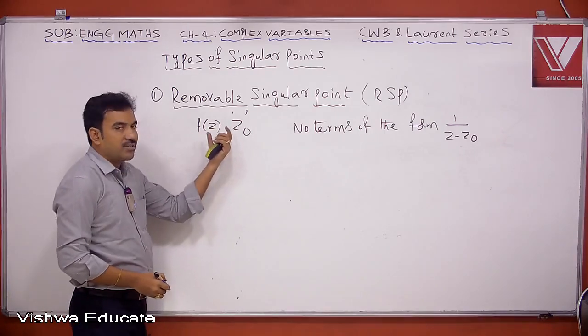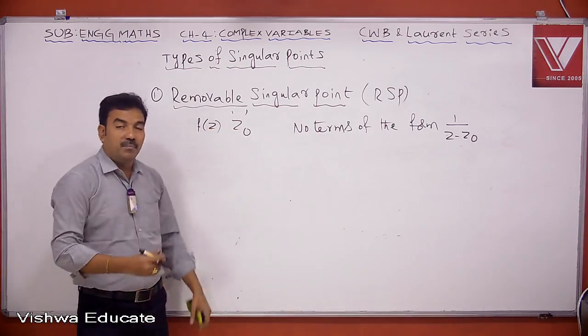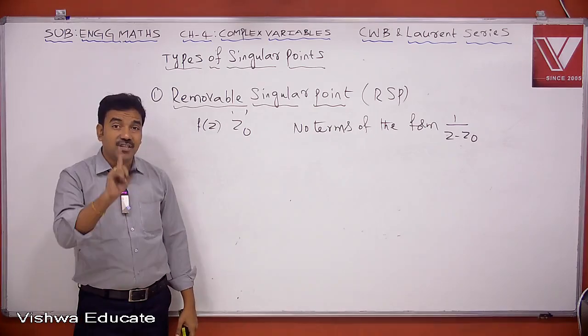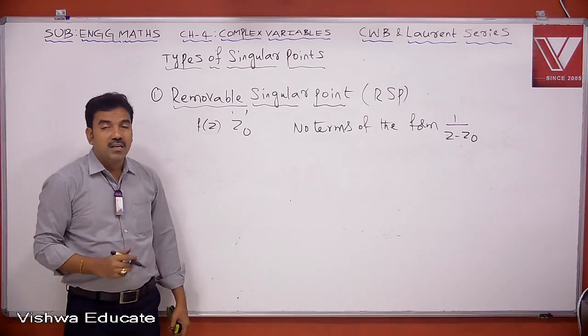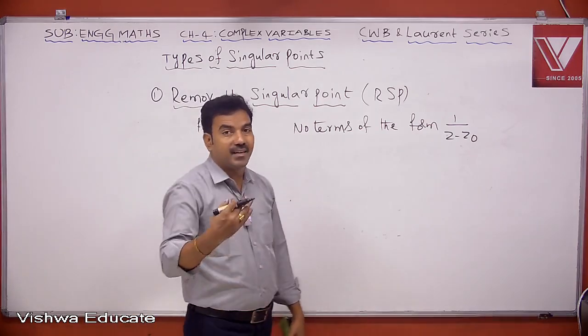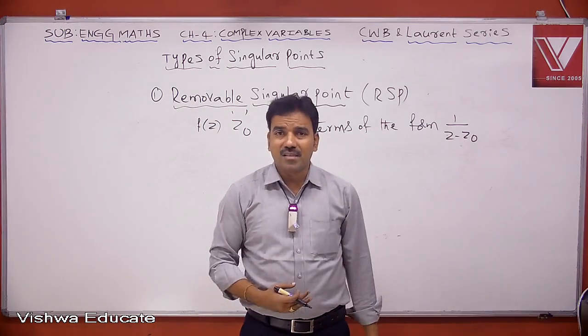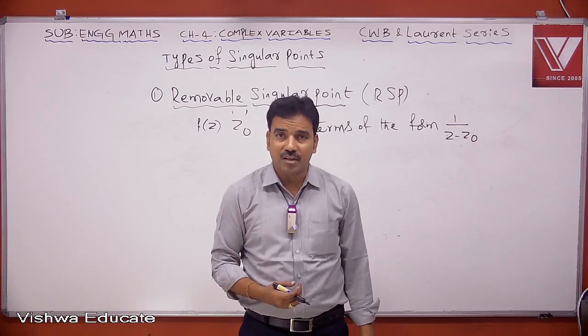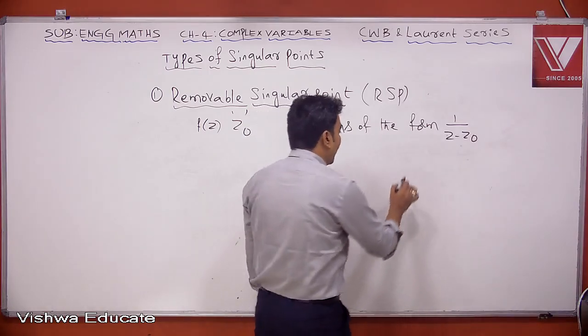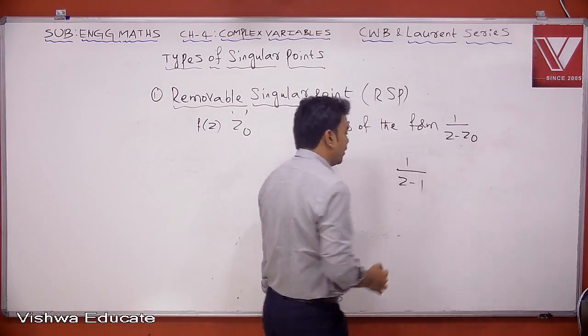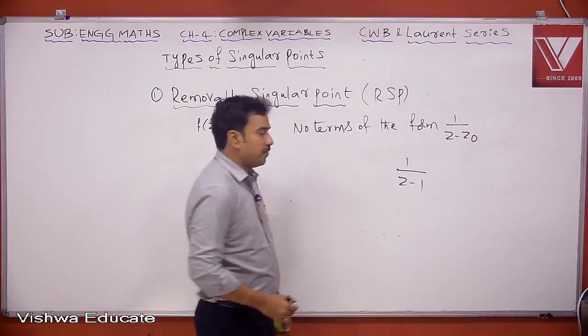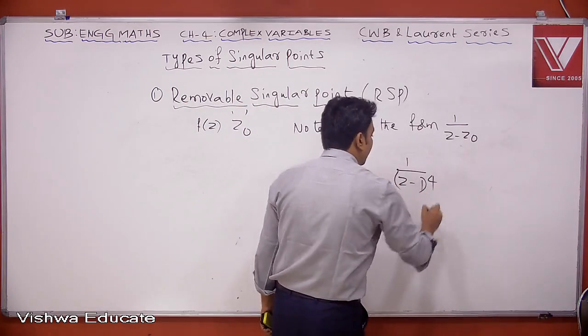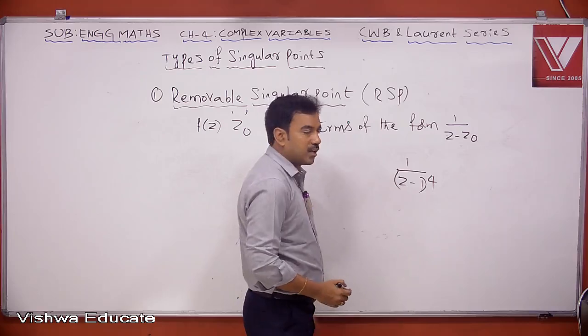Since I am saying that it is a singular point, z minus z0 terms must be there at least one time in the denominator part. If I don't have z minus z0 in the denominator part, then I can't say that z0 is a singular point. Yes or no? Suppose if I have an example like this, 1 by z minus 1. Now 1 is one of its singular points. Suppose if I have like this, still I can say that 1 is one of its singular points.